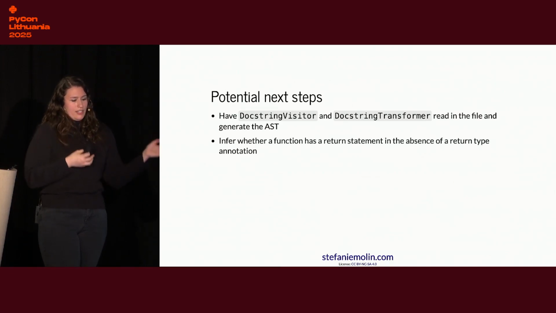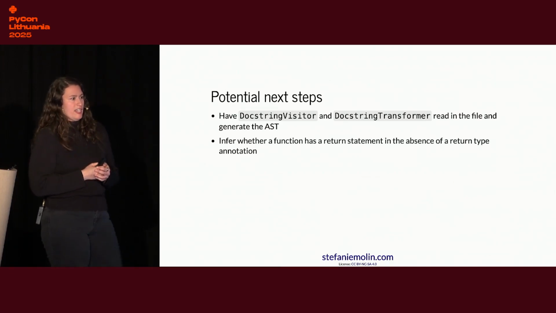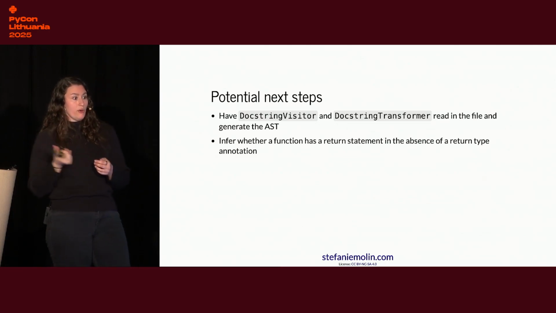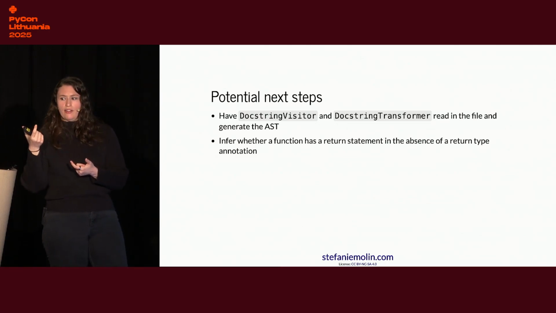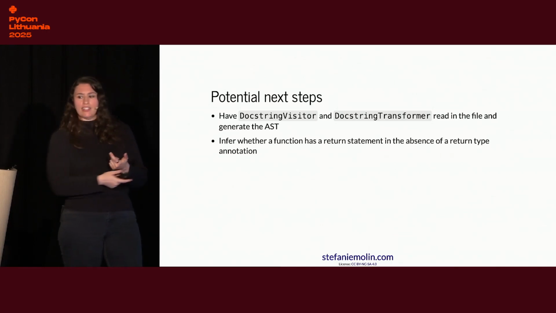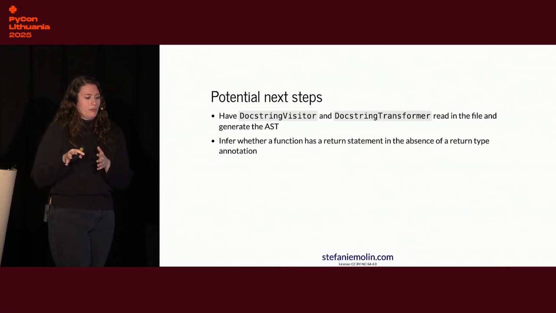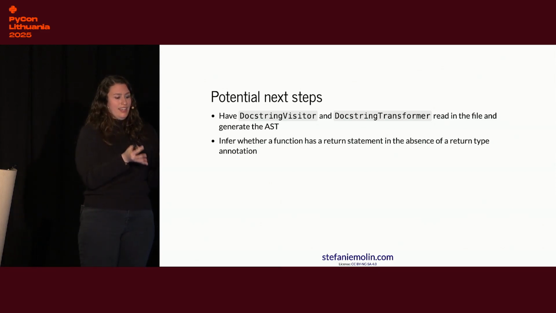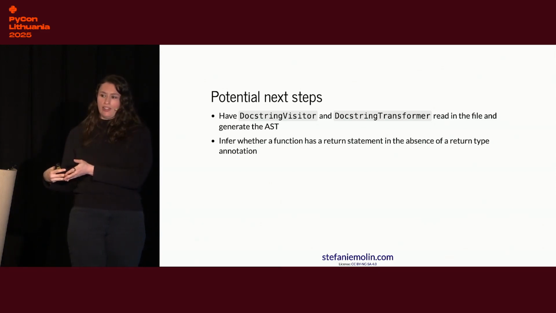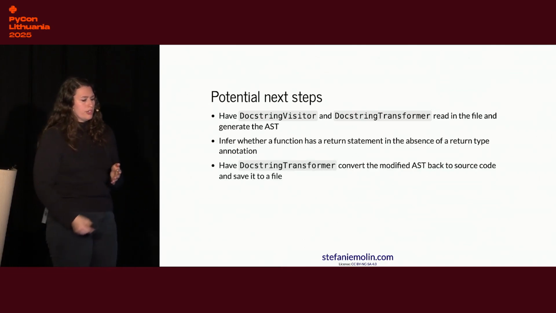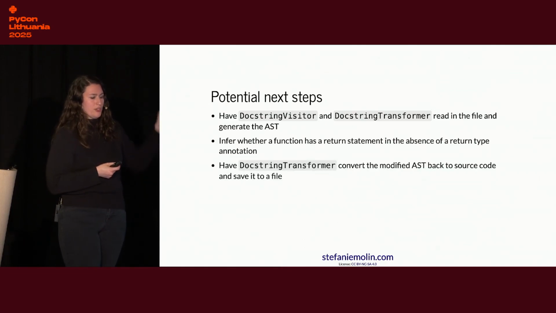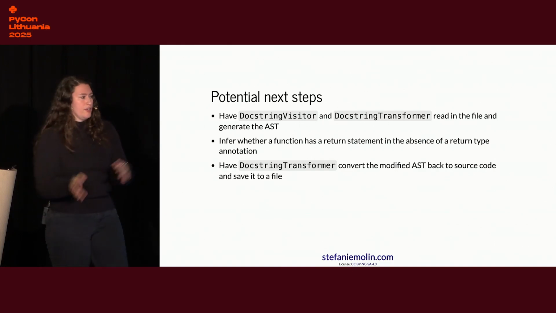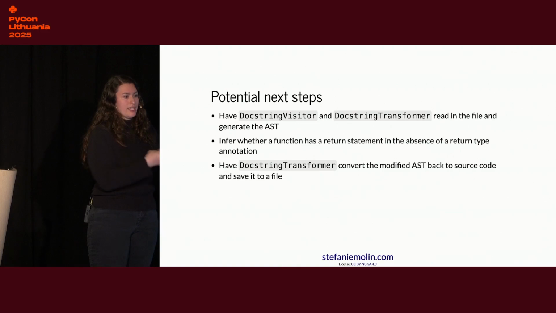You could, as I hinted to before, infer whether there's a return statement there. You can see that you have a return annotation missing, potentially, or even check if it's correct. Does the return annotation match what the return statement is actually doing? That would be a spot where you would definitely want to use the stack to make sure that the return that you're looking at is actually the return for that node and not some child node. You could take your docstring transformer and do that conversion that we had at the end, where you take the modified AST and convert it back into source code and save it to the file for a user.